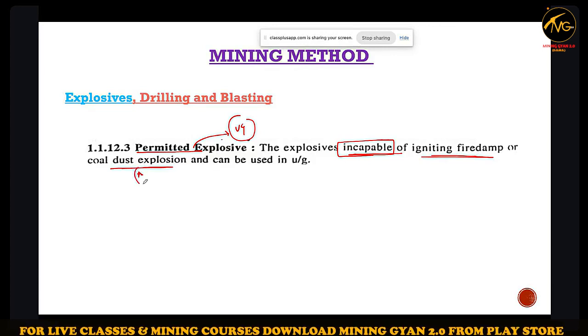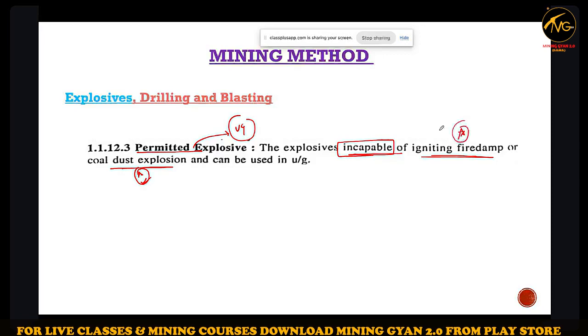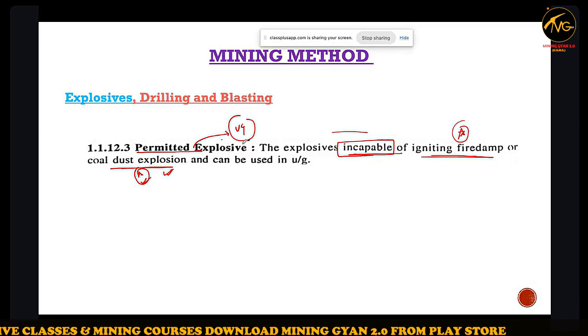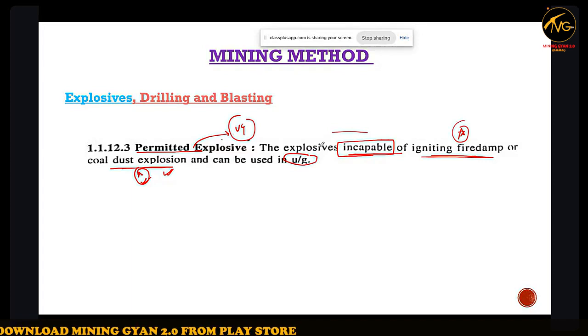You will read what coal dust explosion is, you will also study what fire damp is. तो जब भी फायर डैम्प और कोल डस्ट एक्सप्लोजन जो नहीं करते हैं उन्हीं को हम बोलते हैं परमिटेड एक्सप्लोजिव. वही परमिटेड है अंडरग्राउंड में. Okay, so the explosive incapable of igniting fire damp or coal dust explosion and can be used in the UG mining.